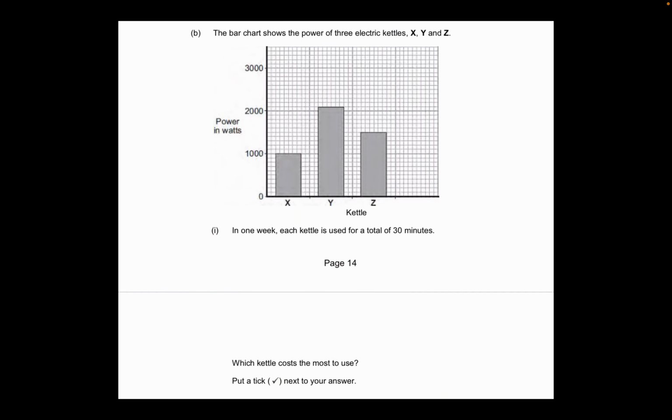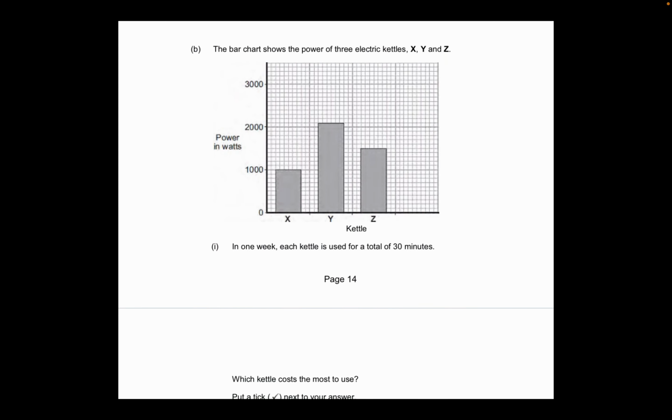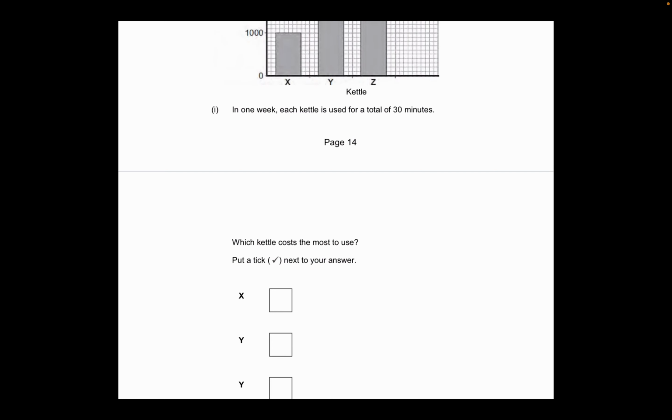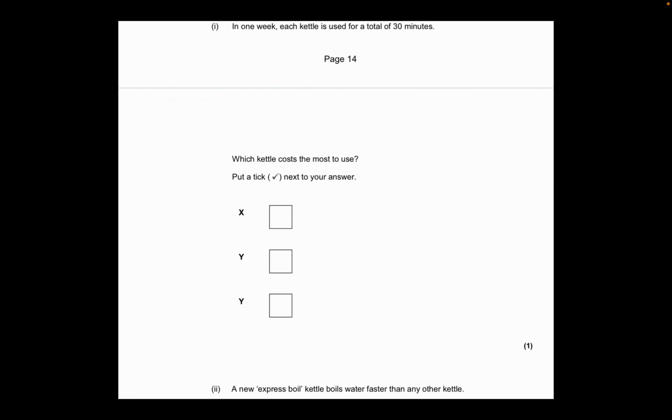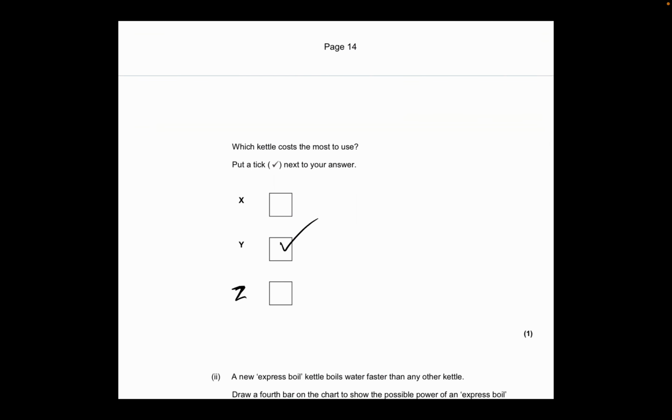Now in 1 week, each kettle was used for about 30 minutes. Which kettle cost the most to use? Why does it cost the most to use? The reason is that it has the highest power in watts. So that's the reason why we're going to choose Y. It seems to say 2Y, but this should be Y. I think this should be Z, because there are appliances X, Y, Z. You have to choose Y. Now let's move on to the next question.